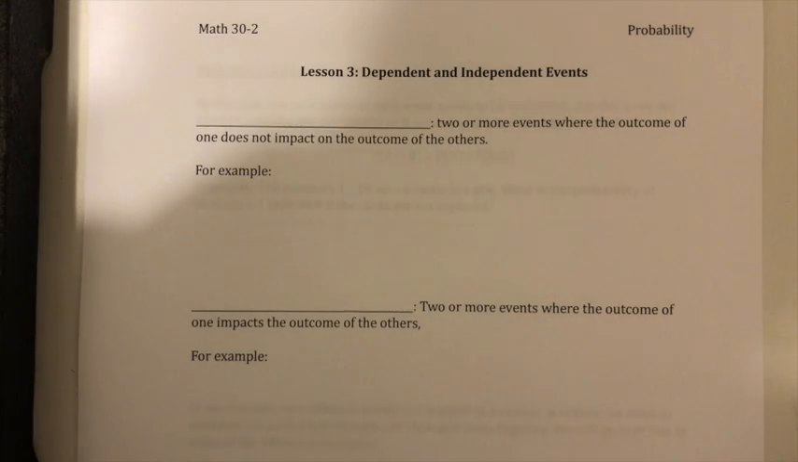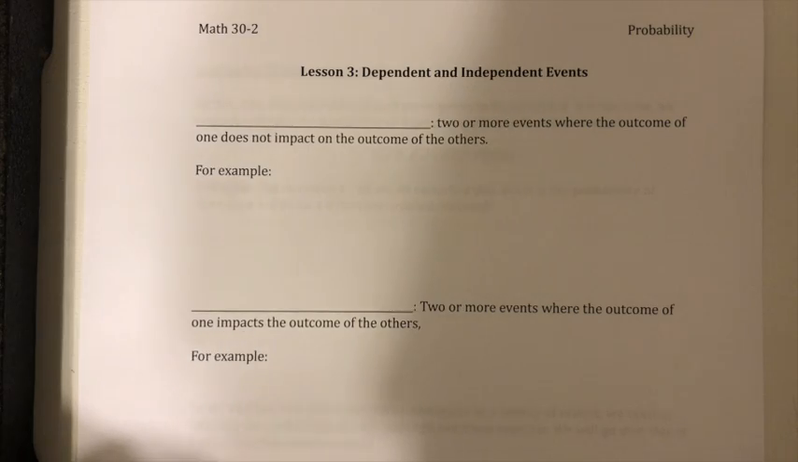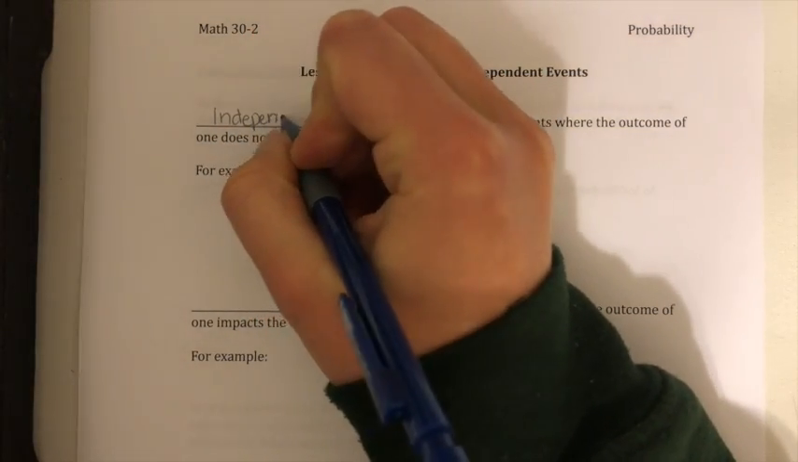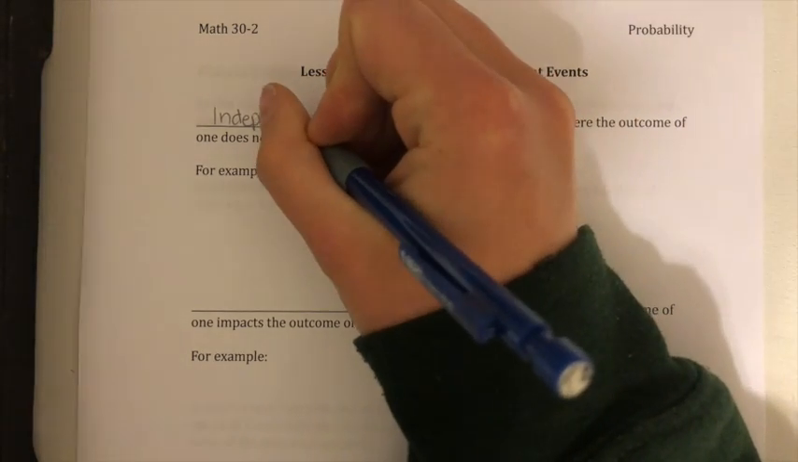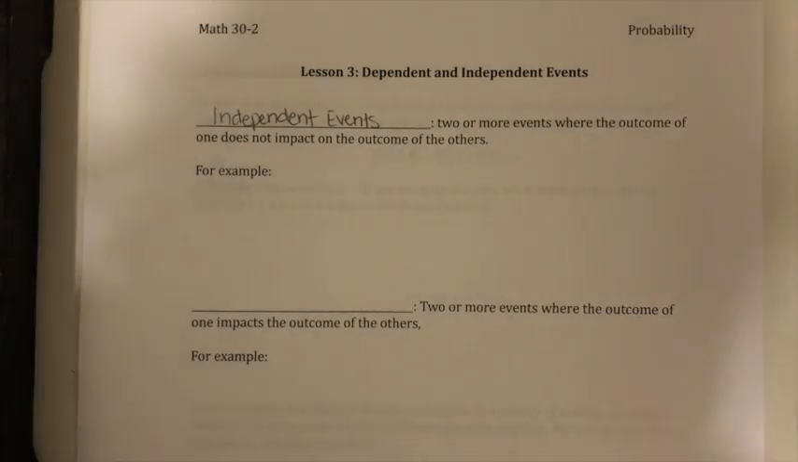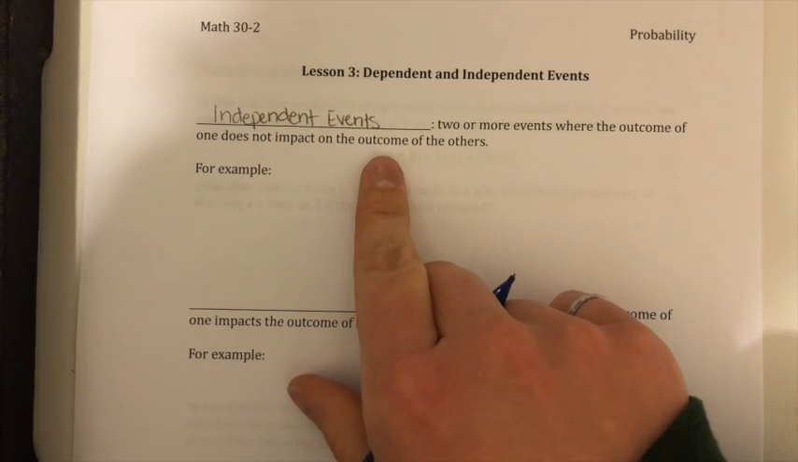Okay, our last lesson of probability is dependent and independent events. So first we're going to define those two things. We're going to start with independent because it's a little bit easier. Independent events are two or more events where the outcome of one does not impact the outcome of the other.